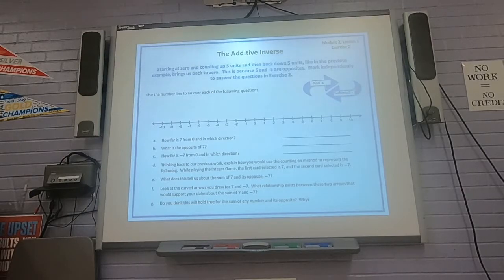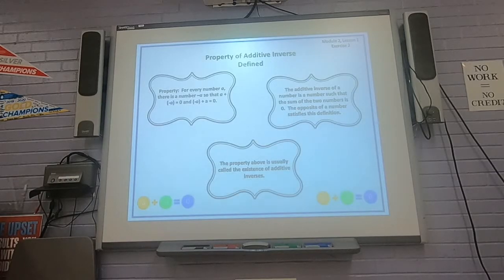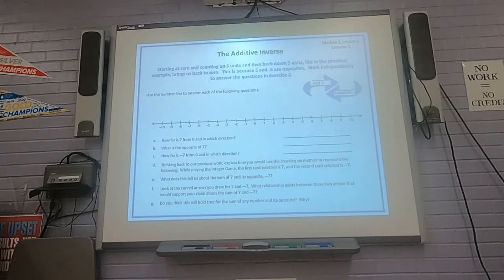Alright, go to exercise 2, the additive inverse. Remember, additive inverse is another word for opposite. So what I want you to do is go ahead and pause your video and work these problems right now, and then I'll work them with you. Alright, starting at 0 and counting up 5 units and then back down 5 units, like in the previous example, brings us back to 0. This is because 5 and -5 are opposites.